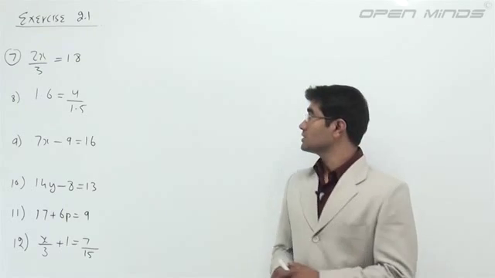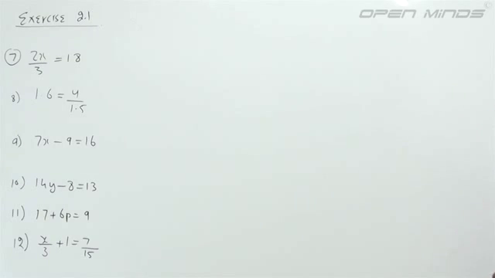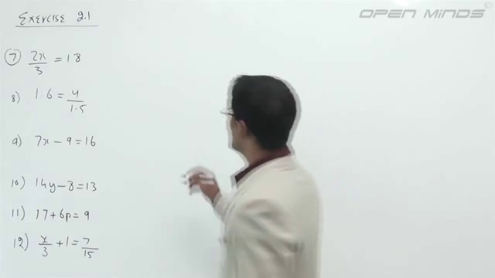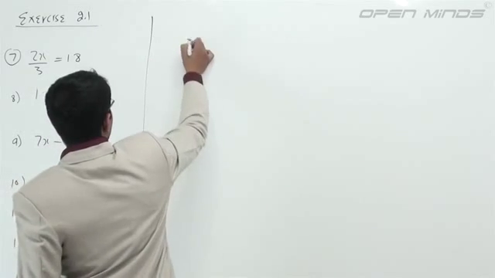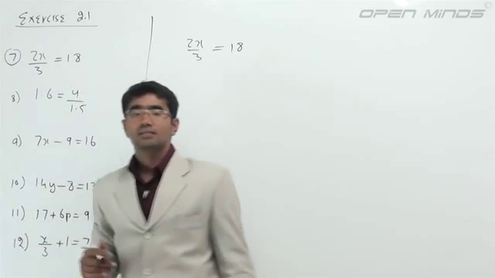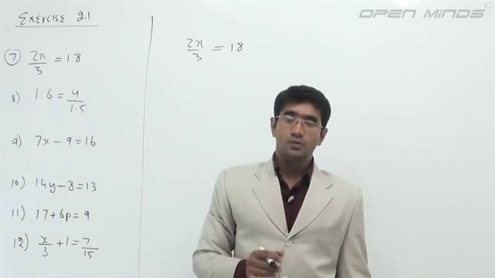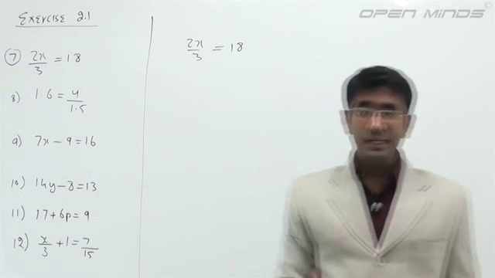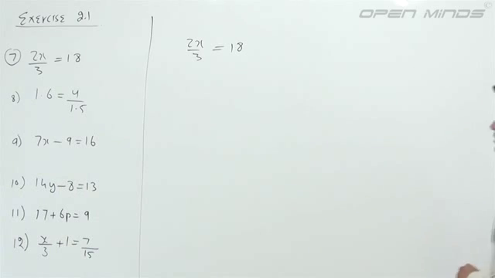Let's continue with the problems. The seventh problem here says 2x by 3 is 18. Alright, so let's see how to solve this guy. There's 2x by 3 is 18. I still say that if at all you guys need to work it out yourself, do it. Right, so try solving yourself. If you're not getting the problem, then you can look into the solution here on the board.